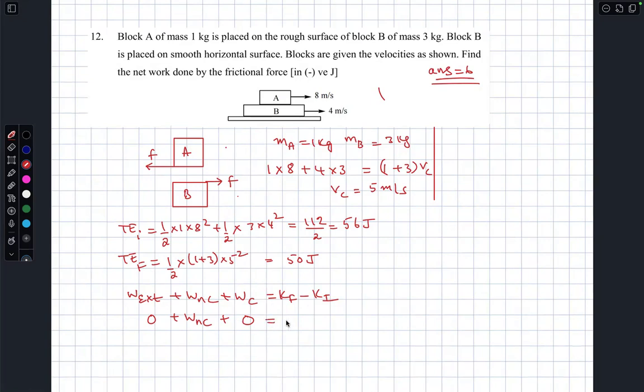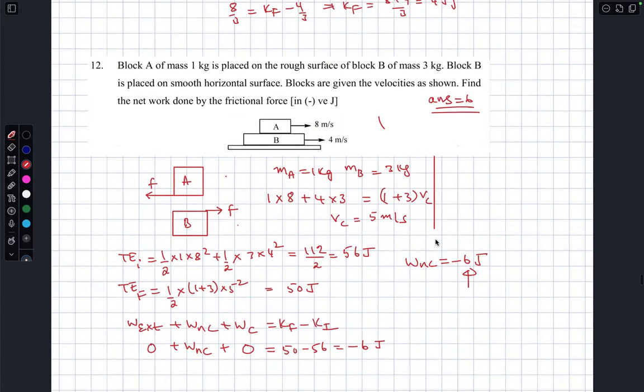K final minus K initial, 50 minus 56, is minus 6 joule. Work done by non-conservative force, minus. Who does this work? Friction. This is nothing but friction. Work done by friction is minus 6 joules.